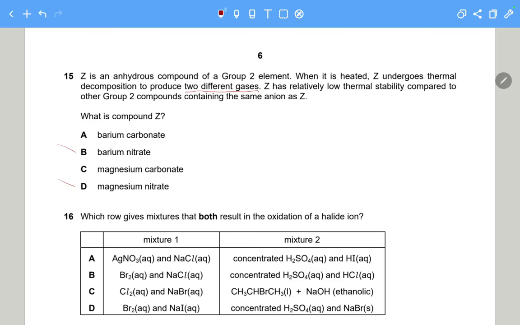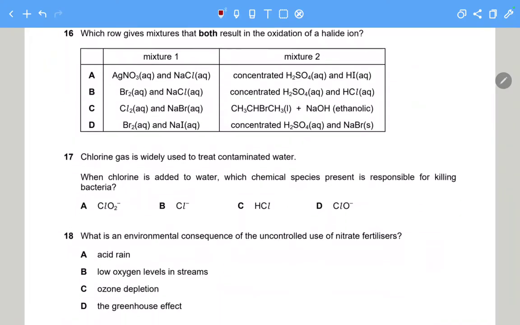Now, let's read the rest of the question. Z has relatively low thermal stability compared to other group 2 compounds containing the same anion as Z. So this means that D has to be the correct answer, because the magnesium ion has a higher charge density and therefore greater polarization of the anion and therefore low thermal stability. So the answer is D.